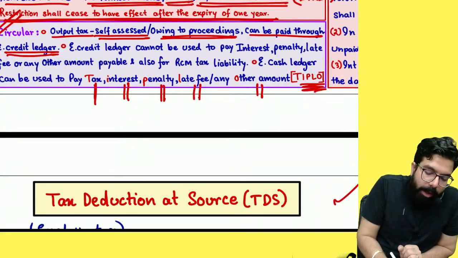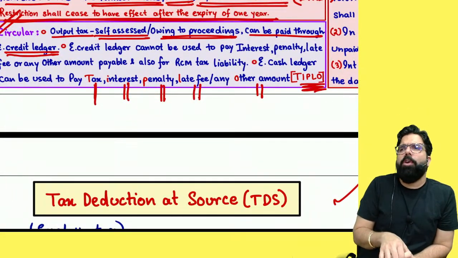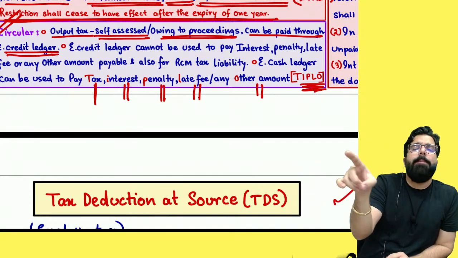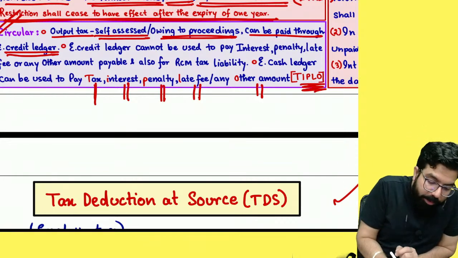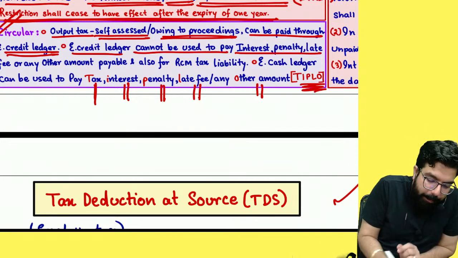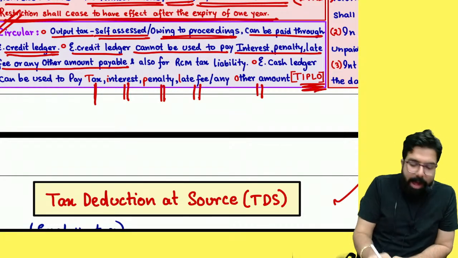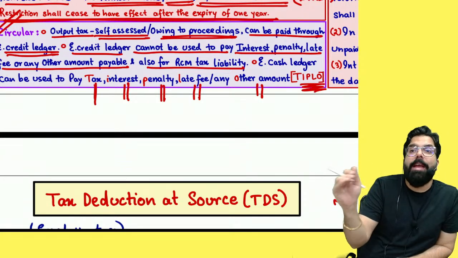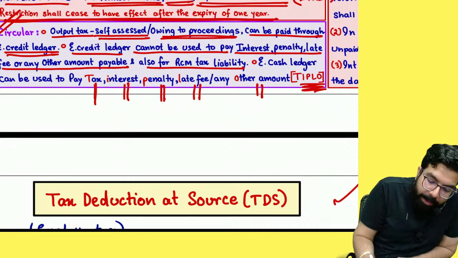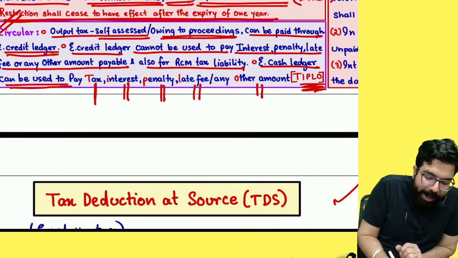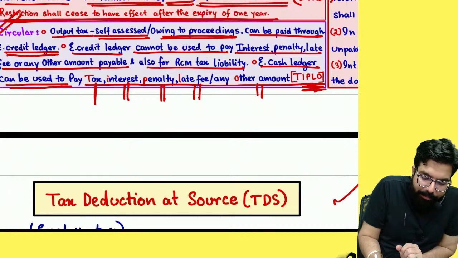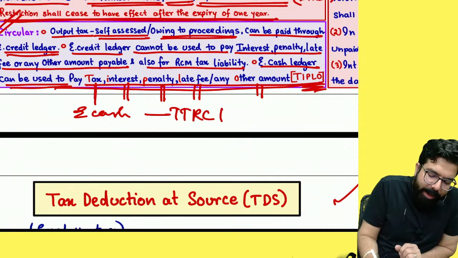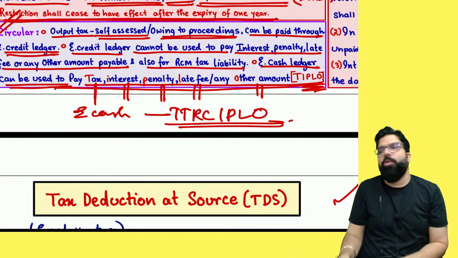Next. Can I use e-credit ledger to pay IPLO? IPLO should always be paid in cash. So sir, e-credit ledger cannot be used to pay IPLO. Okay, everyone. RCM liability? No. Remember, TTRC, IPLO, always to be paid in cash. E-cash ledger can be used to pay tax, interest, penalty, late fee or any other amount. Can you tell me e-cash ledger can be used for paying what? TTRC, IPLO. Is my point clear to all? Can we go ahead, everyone?